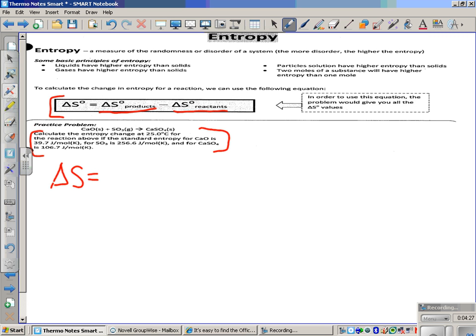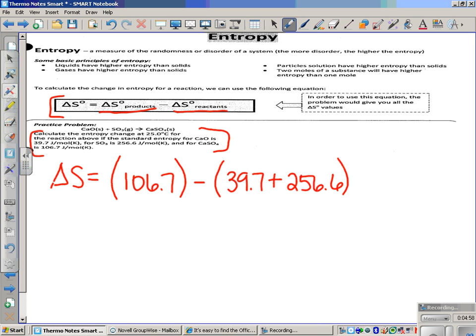So we're going to start with the products. Okay, so if we look at our balanced equation, the only product we have is CaSO4, and there's only one of them. Just like with delta H, we have to account for how many we have. So you have one of those, so that'll be 106.7. And then that's all of the products, minus now the reactants. So I have one CaO, so a CaO according to the problem has an entropy value of 39.7, and I have one SO3, it has an entropy value of 256.6.